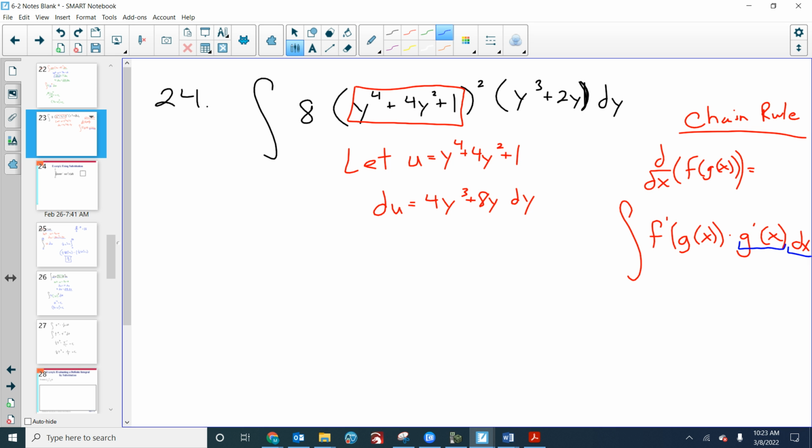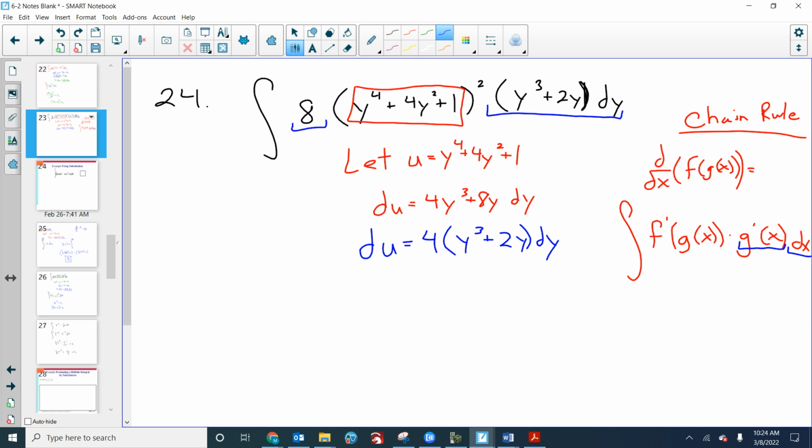So, well, I want it to look like this. I want it to say 8 quantity y cubed plus 2y dy. How can I make it look like that? Well, let's factor this and see what we can get. So du equals 4. Now, I'm not taking a y out, and I'll show you why. Y cubed plus 2y dy. I pulled a 4 out, and I got it to look kind of like this.